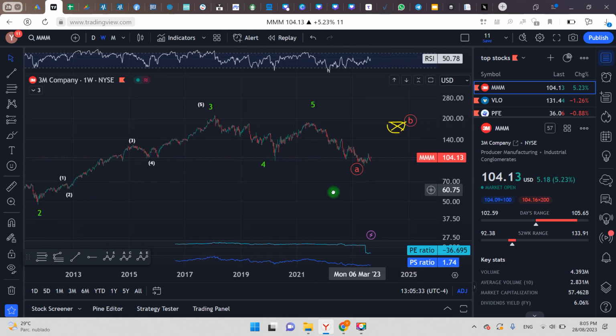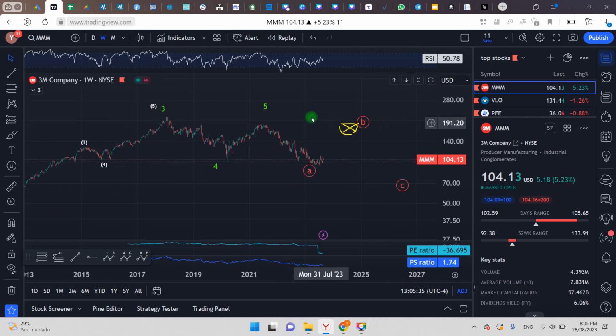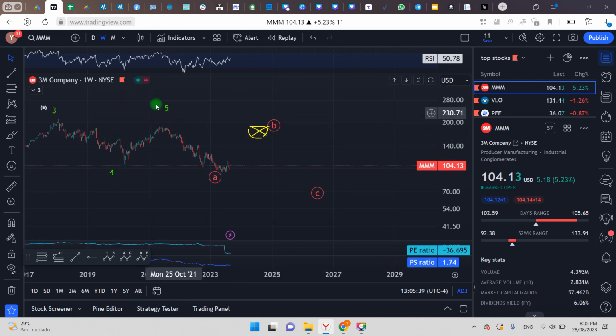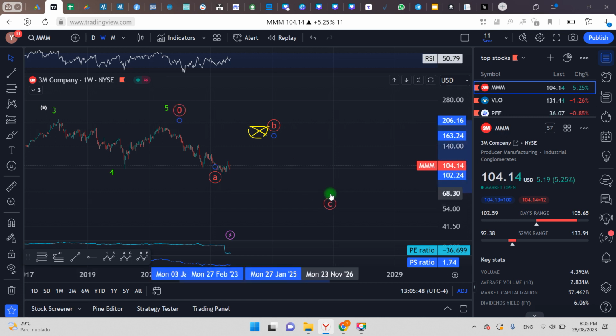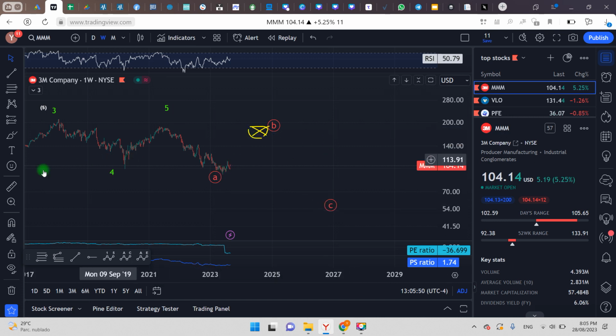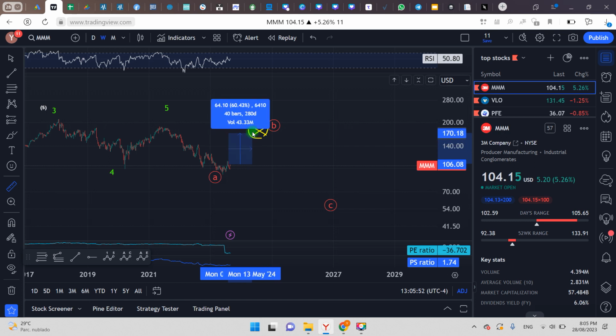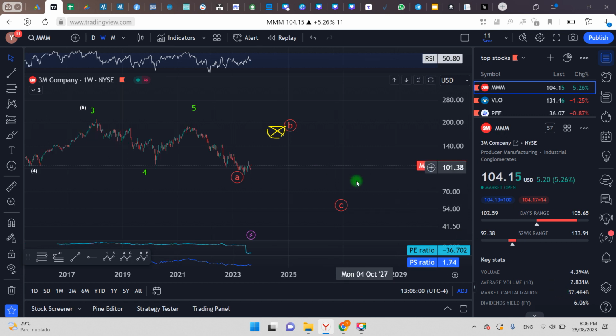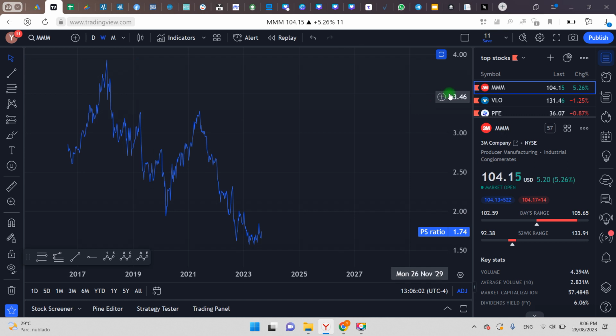So the probability of such a drawing is a little bit elevated, and now in my mind we are in the correction, so it can be wave A, B, and C. Here I'm expecting to see the wave B bounce from here, and then another move down. But anyway, this move can give you maybe 50-60% up. So anyway, the dividend yield 6%, growth potential, and also let's have a look at the valuation.